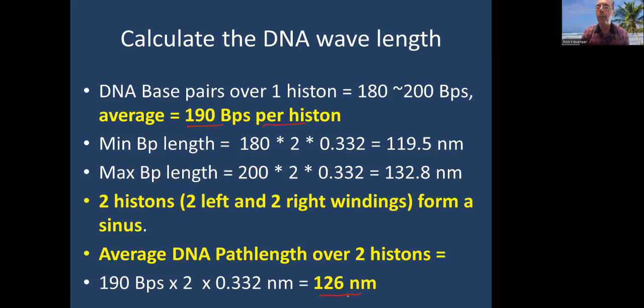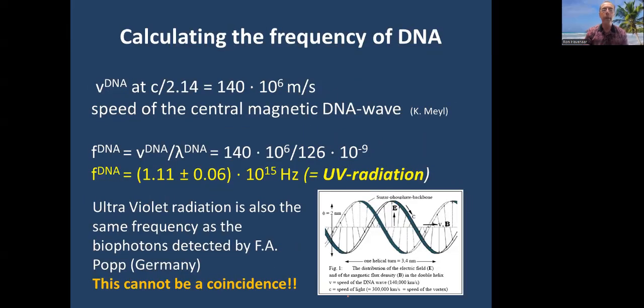If you know the length of the path, then you can calculate, according to the speed, what the wavelength is. If you see here in this picture, the speed is 140 times 10 to the power of 6 meters per second. If you divide that by the frequency of the DNA, the frequency of the DNA is 10 to the 15 hertz, which is more or less the ultraviolet frequency.